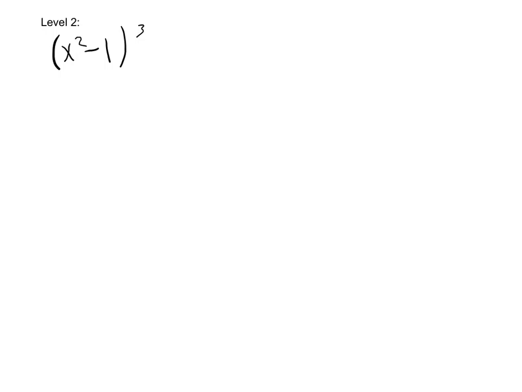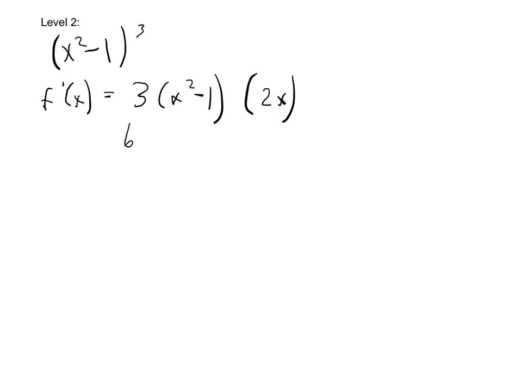Okay, so this function is a little more difficult. It's going to be a level 2 problem. The first thing you do is going to find the derivative of this function. So that's going to be, you're going to have to use a chain rule on this one. So it's going to be 3x squared minus 1. And then you take the derivative of the inside of the function, and that's just going to be 2x. And to simplify this even farther, to make it easier, it's going to be 6x times x squared minus 1.